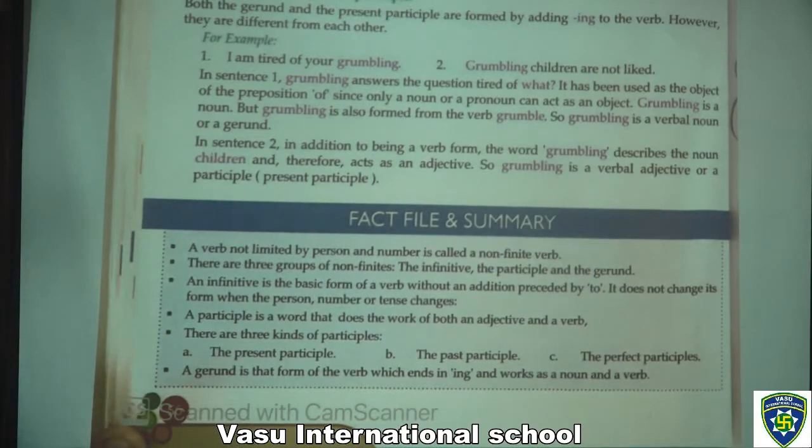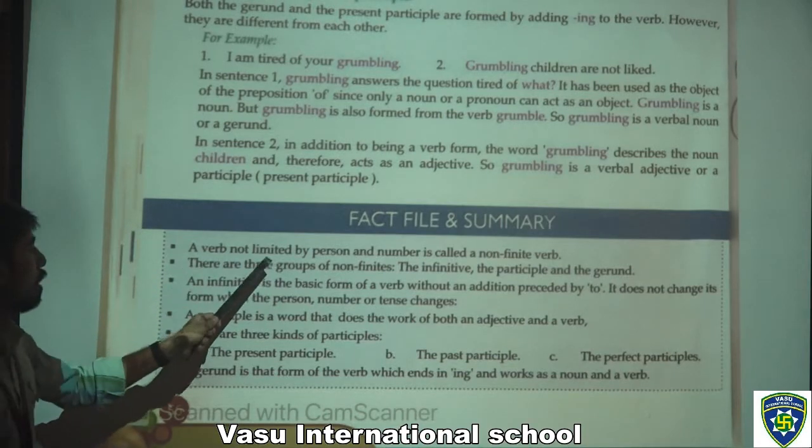So once again you can read all these chapters on your own. After that, at the last we have the fact file and summary. I am going through these points. These are the main points. You have to read these also, and you have to write down these points in your notebook after completing all the exercises like brain twisters and activity zone.